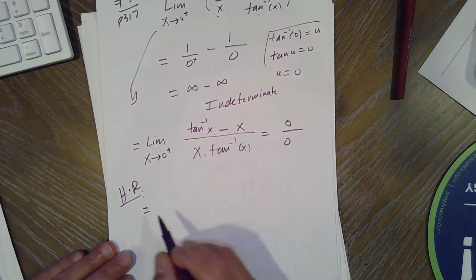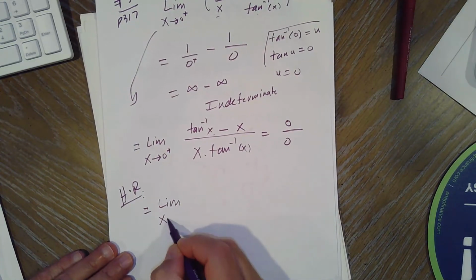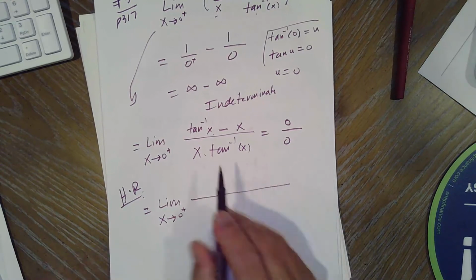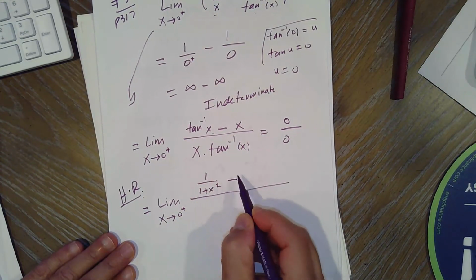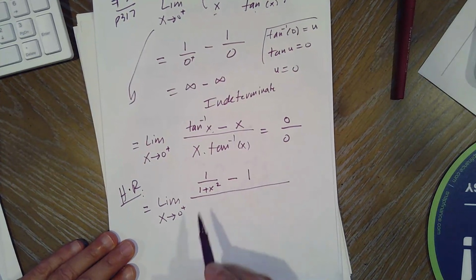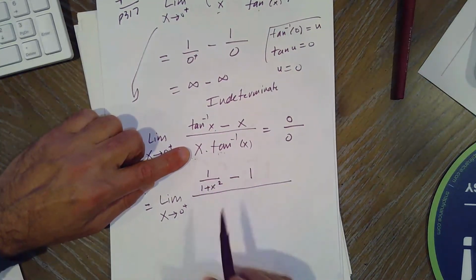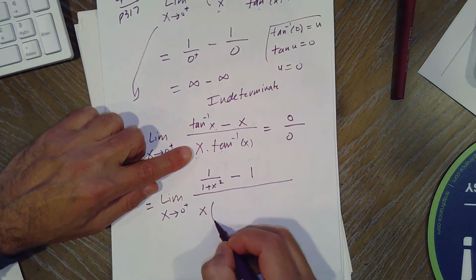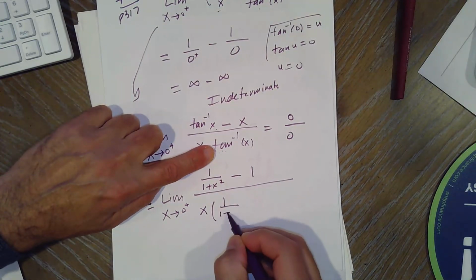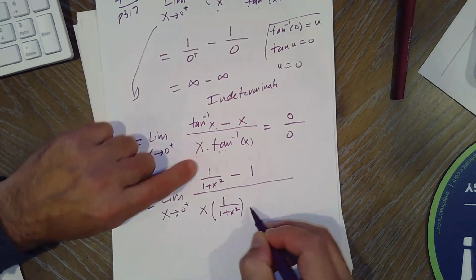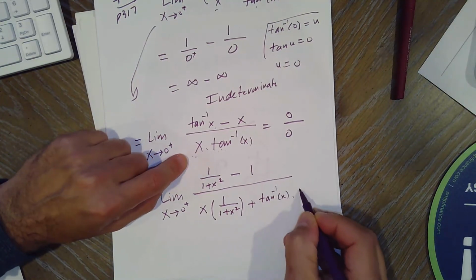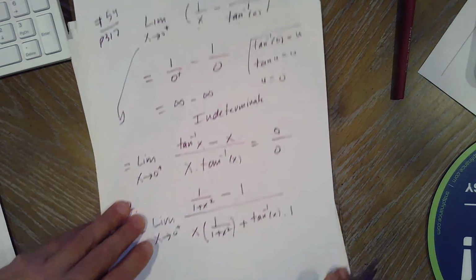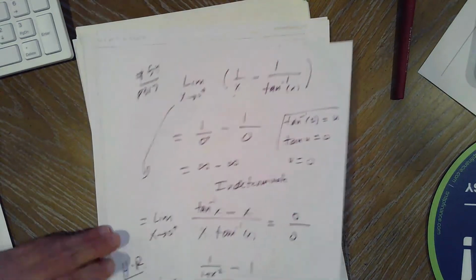Okay, so this is one of the more difficult ones. Limit as x goes to 0 from the right. Derivative of tangent inverse x is 1 over 1 plus x squared, minus derivative of x is 1. And here we have to use the product rule. So we fix x times derivative of tangent inverse, which is 1 over 1 plus x squared, plus we fix tangent inverse x times derivative of x, which is 1. So let's see what we got.